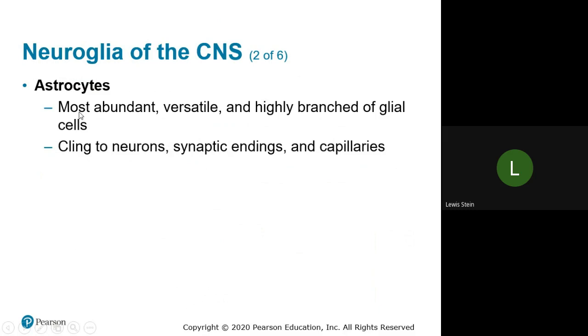So astrocytes: abundant, versatile, highly branched, star-shaped. That's where they get their name. They're very clingy. They cling to nerves and wrap around them, and they cling to the capillaries. And that's how the blood-brain barrier works. It's got two significant components. The capillaries, and if you go back to anatomy, are what are called continuous capillaries. Most continuous capillaries look like they're all together, but they have teeny tiny openings that water and other products can get through. These have an abundance of tight junctions, so there's not a lot of openings.